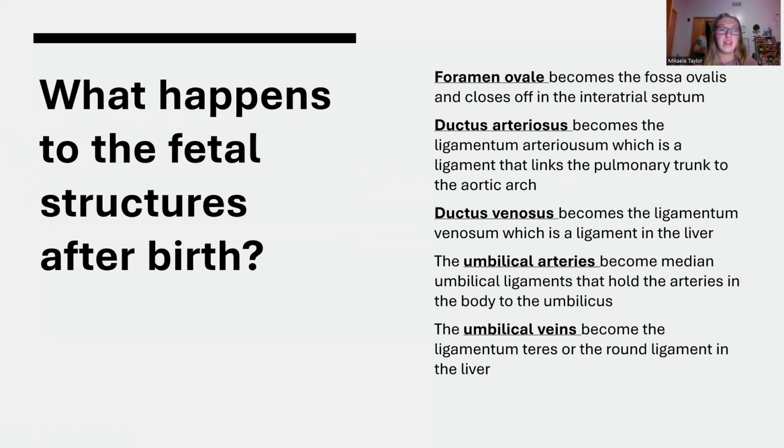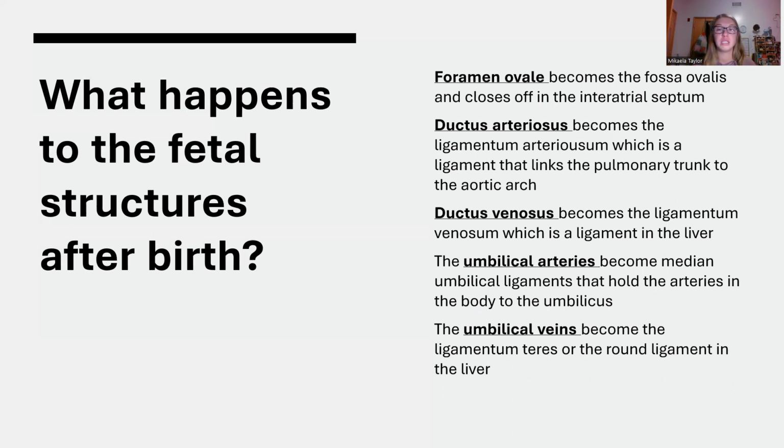If it is, that's a problem because deoxygenated blood is then getting recycled back through without being oxygenated through the pulmonary circuit again. The next one is the ductus arteriosus, which becomes the ligamentum arteriosum. It's a ligament that links the pulmonary trunk to the aortic arch. So that shunt just automatically closes and becomes a ligament, which provides structure for those massive vessels coming off of the heart and provides support for them. It just automatically closes off.